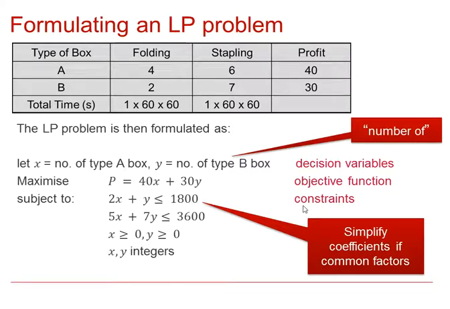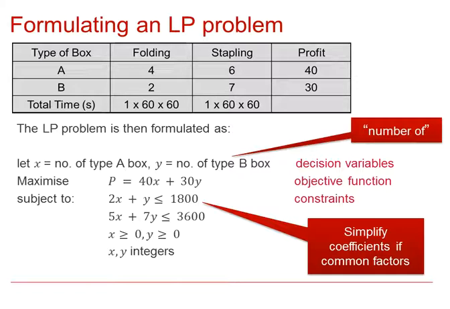We also then need to define the constraints, and we can do this by looking down the columns. So we look down and say that the number of boxes for type A, x, times 4, so 4x, plus 2y has to be less than or equal to 3,600 seconds. We've simplified the coefficients, as there is a common factor of 2, so that becomes 2x plus y is less than or equal to 1800. This constraint reflects the limitations on the use of a folding machine.